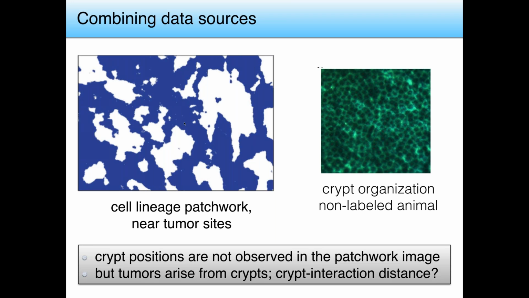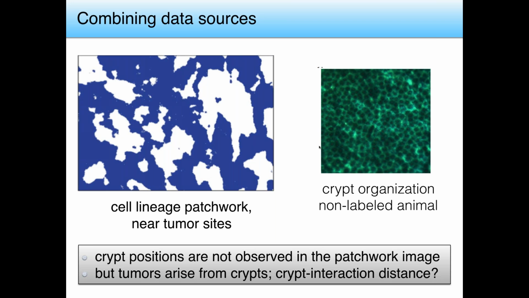Now, just to back up, there's something about the imaging technique that is not able to reveal the positions of the crypts in the blue-white images. Now, there's data on other animals, at least they're not blue-white image animals, that show what these crypt organizations look like. So we'd like to merge, fuse this data with this data somehow, and that's what the analysis that I'll show tries to do.